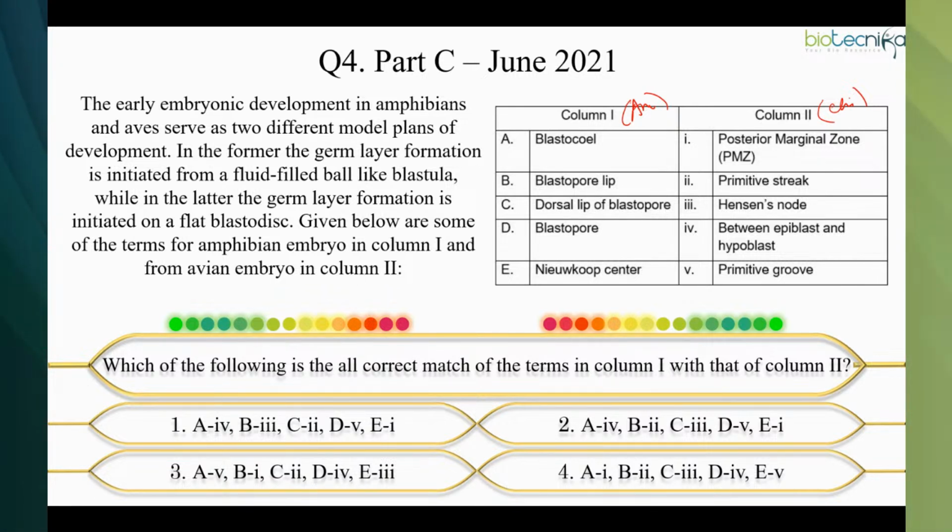Yes. Who can say? See, just now we saw the dorsal lip of the blastopore, this one you can tell anyways. Hensen's node is the organizer, and the dorsal lip of the blastopore is also the organizer. So C is 3. But C is 3 in both of them. So can anyone tell whether it is option 2 or 4 among that?